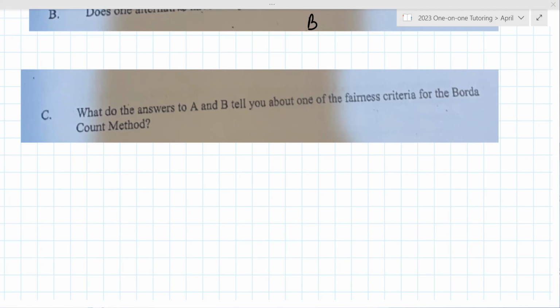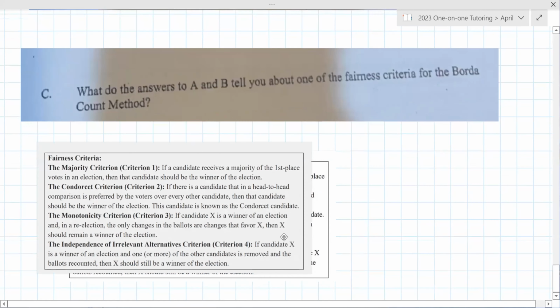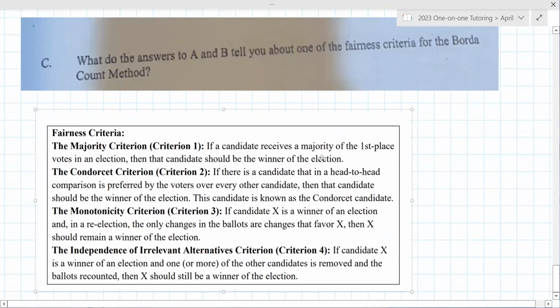Okay, so there is fairness criteria. Did you see these in class? Majority criterion, which is majority first place votes, Condorcet, head to head. Any of that look familiar? Yes. Okay. So the fairness criteria is that they should, let me see if I can find a better one.